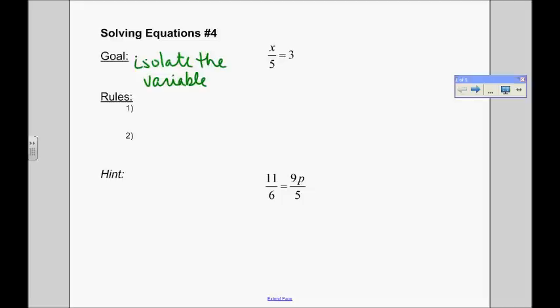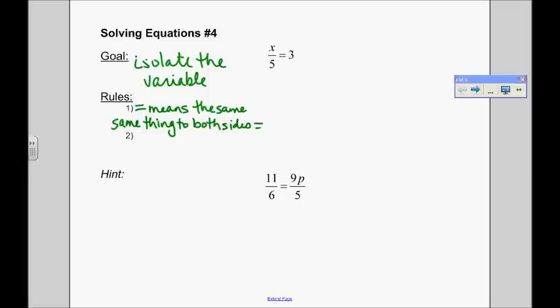There are 2 rules that we need to remember when we are solving equations, and we only need to remember 2 rules. That's what makes it so easy. One of the rules is that equals means the same. That means whatever you do to one side of the equal sign, you do to the other side of the equal sign. So you do the same thing to both sides.